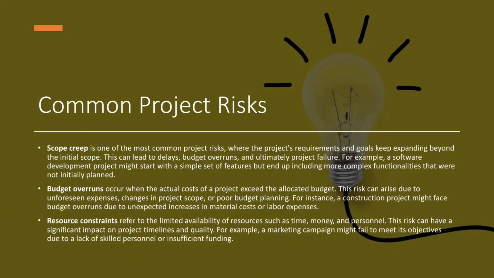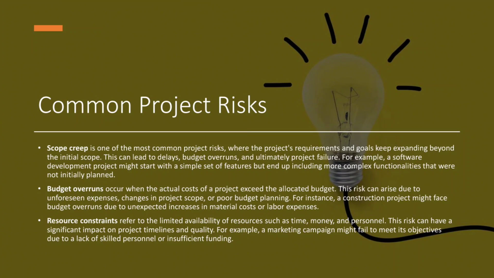Common project risks. Scope creep is one of the most common project risks, where the project's requirements and goals keep expanding beyond the initial scope. This can lead to delays, budget overruns, and ultimately project failure. For example, a software development project might start with a simple set of features but end up including more complex functionalities that were not initially planned.